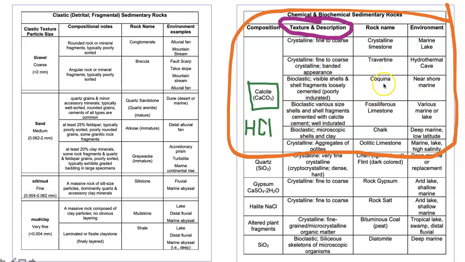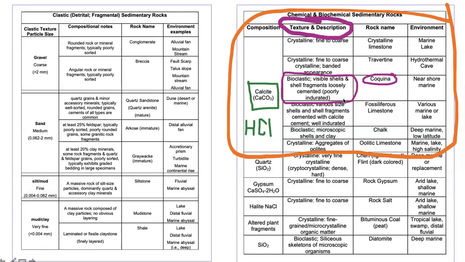So it's either going to be something called a coquina, which is visible shells and shell fragments that are loosely cemented. And poorly indurated means if you hit it, tapped it with a rock hammer, it would probably fall apart. A fossiliferous limestone has various sizes of shells, but this would be well cemented, well indurated. If you tapped it with a rock hammer, nothing would happen. And then chalk is actually some microscopic shells, and it looks very much like chalk on a chalkboard. So that is not what we had. What we had was actually visible shells that are loosely cemented.